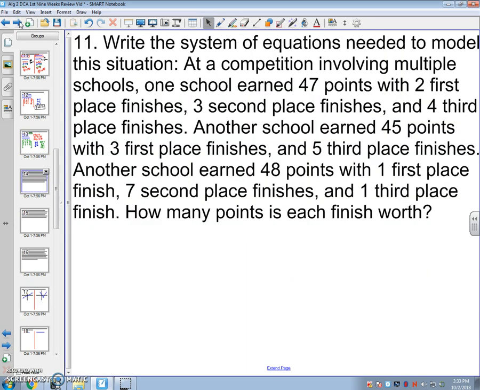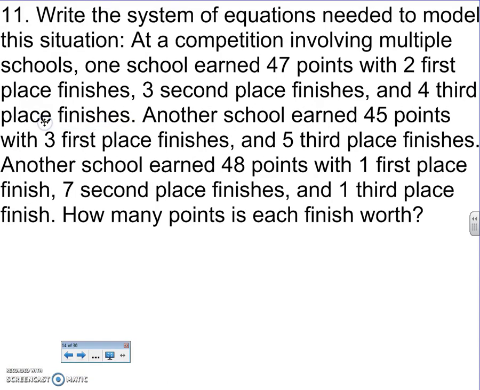Alright, number 11. Write the system of equations to model the situation. At a competition involving multiple schools, one school earned 47 points with 2 first place, 3 second place, and 4 third place finishes. Another school earns that many points with that many finishes. Another school earns that many points with that many finishes. How many points is each finish worth?